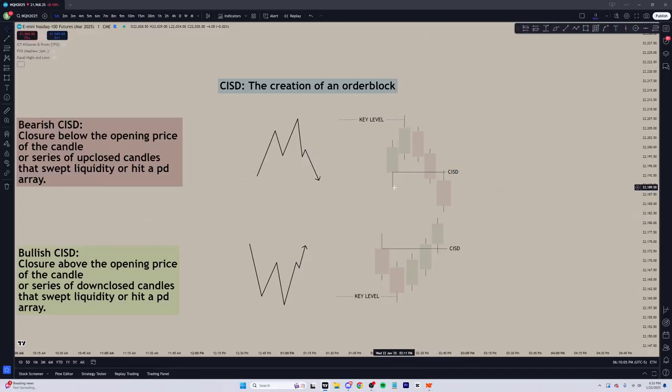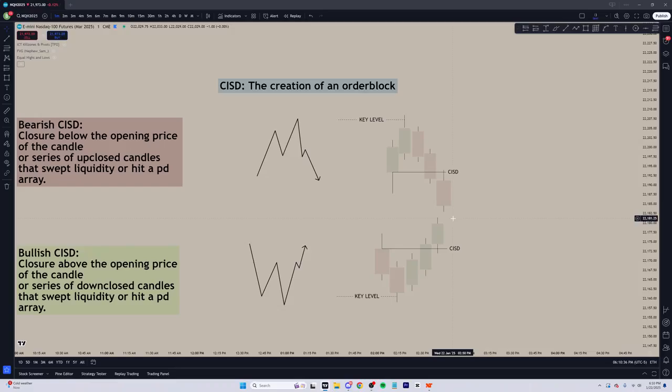Now, there's a difference between a CISD and a market structure shift. A market structure shift is a closure below the wick. So you'll oftentimes see a CISD happening first. There's times where it will happen at the same time, but a market structure shift needs a closure below the wick, and this is a market structure shift. But for a CISD, you just need a closure below the body and the opening price here. So once we get that, this is the creation of an order block, and this is a CISD.